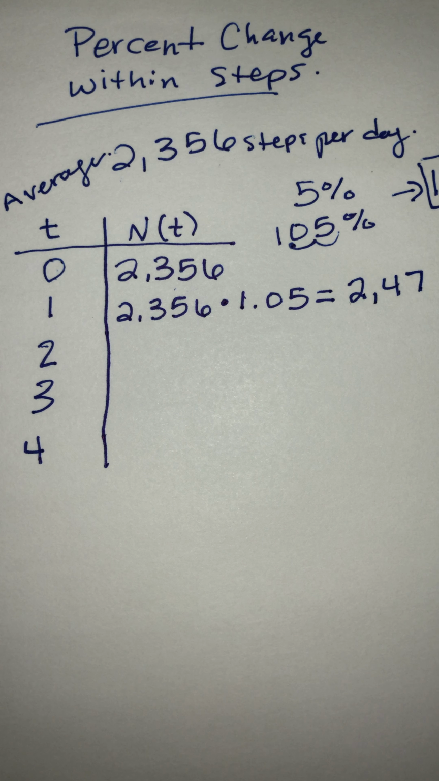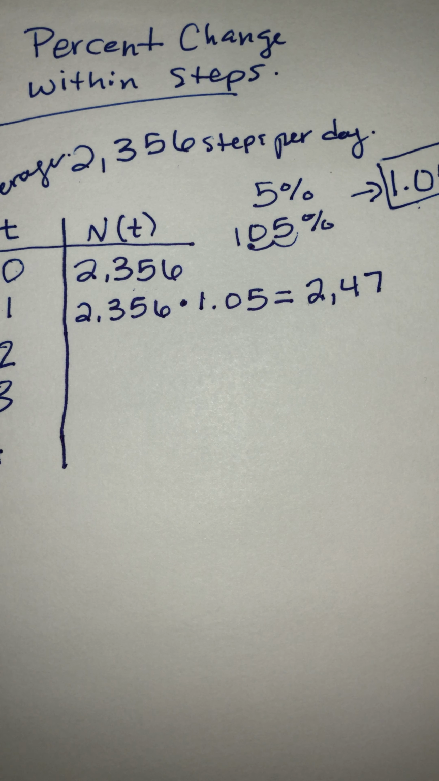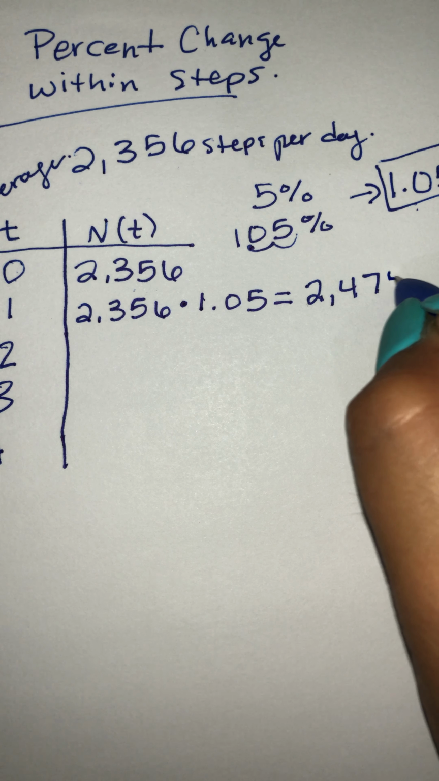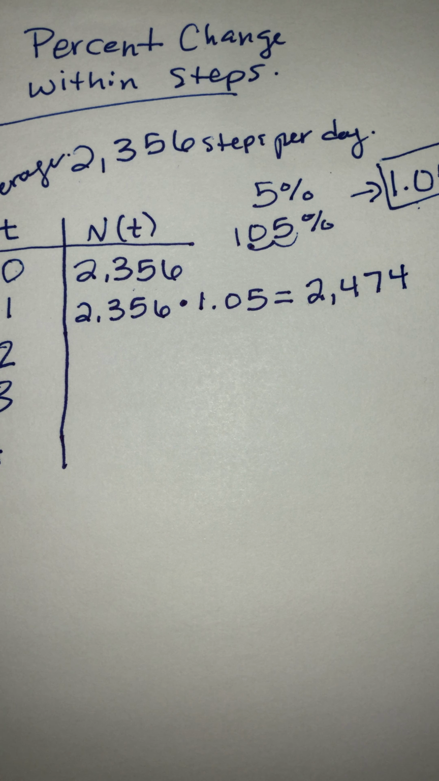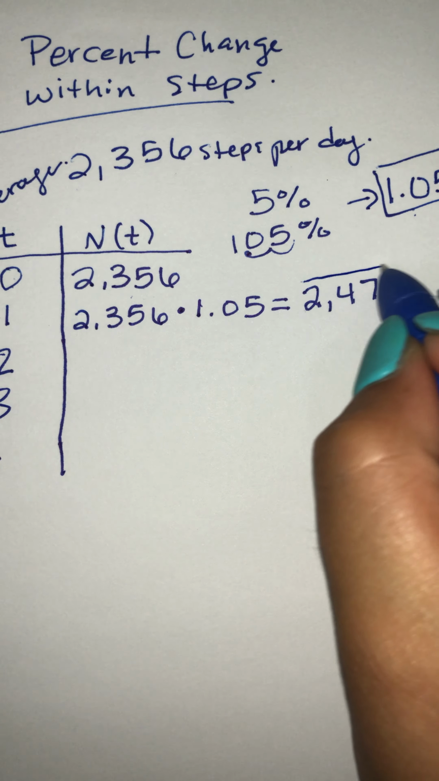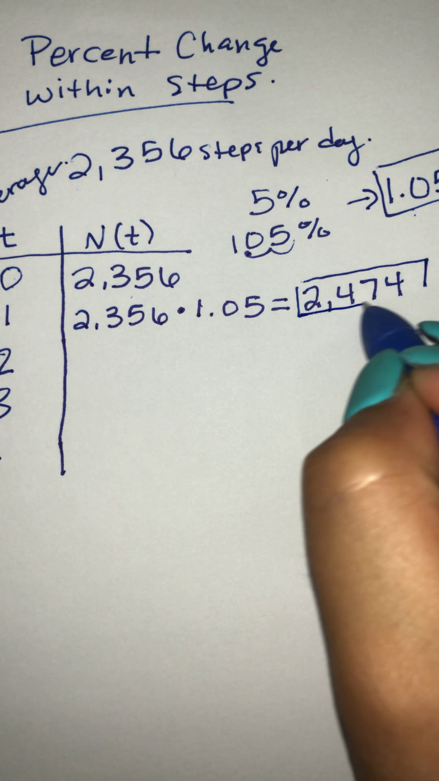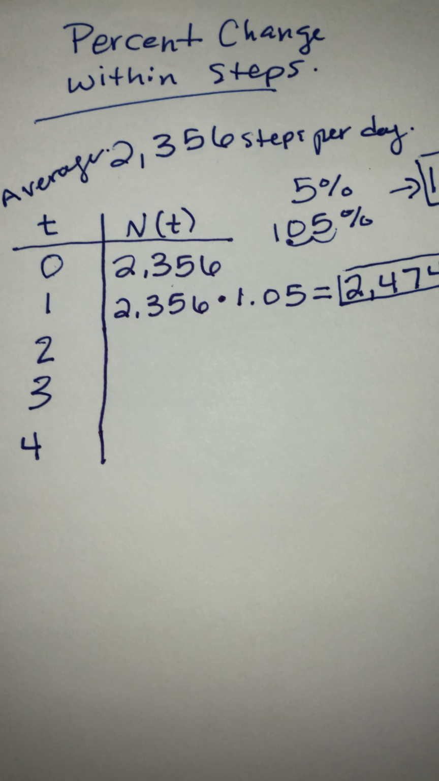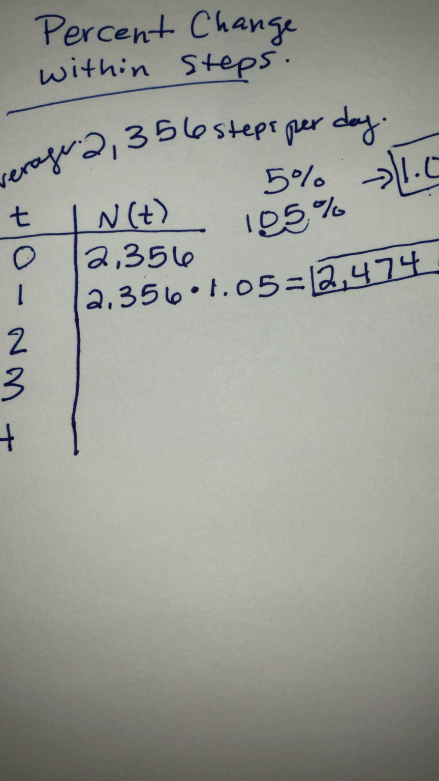When I look at that, it comes out to 2,473 point something. So we will just go ahead and round it up, because you can't take part of a step. So we're going to round it up to 2,474. Okay, so by week 1, student A needs to be taking 2,474 steps per day of that week. Then I'm just going to go on and create my equations for the next ones.